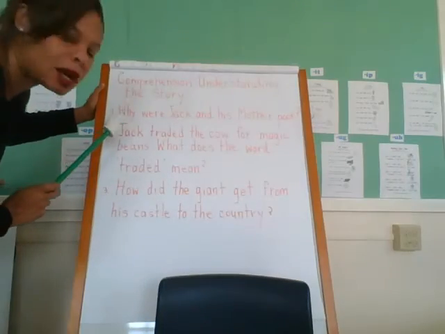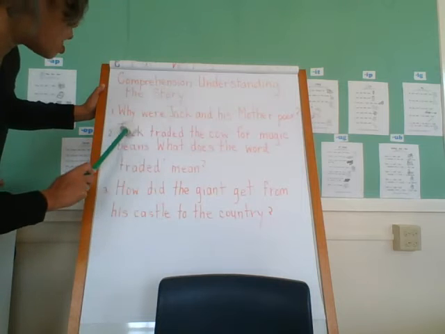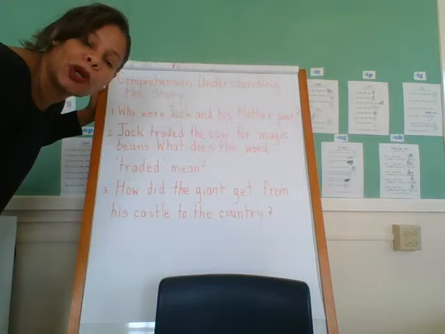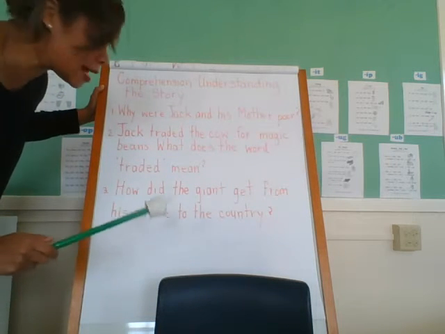So the 3 questions are, number 1, so comprehension, understanding the story. Why were Jack and his mother poor? So if you go back in the story, it tells you exactly why they're poor. Okay, it's very straightforward. Just right within the text.